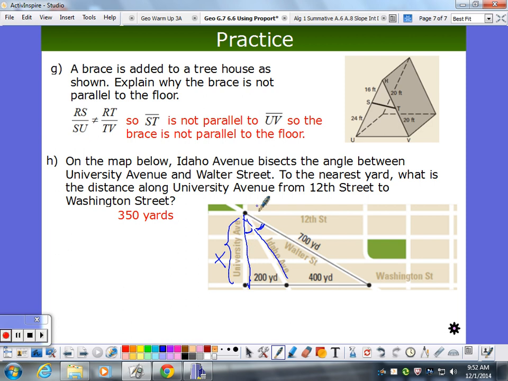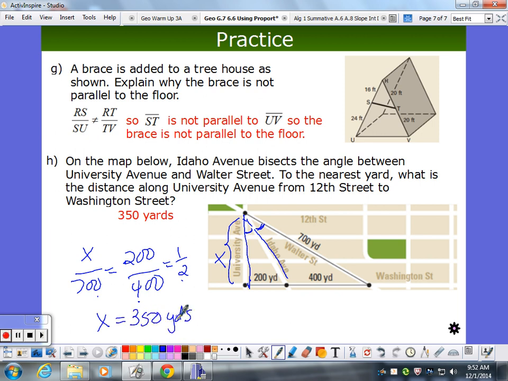So that means this to this equals that to that. So x to 700 yards equals 200 to 400 yards. I did do all that, and I think I got 350, because this is actually a 1/2. So when I saw that that was 1/2, it made it a little bit easier. 2x is 700, so x is 350 yards. Yes, sir. You give me the units.